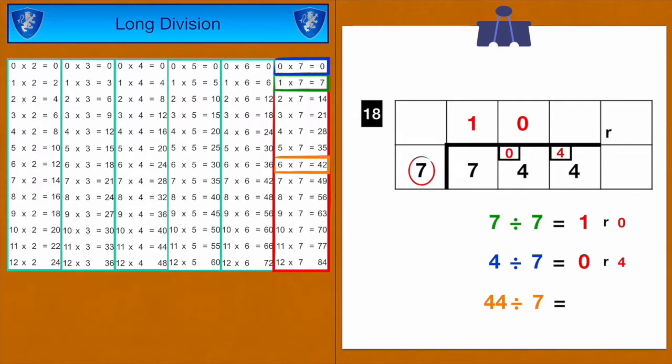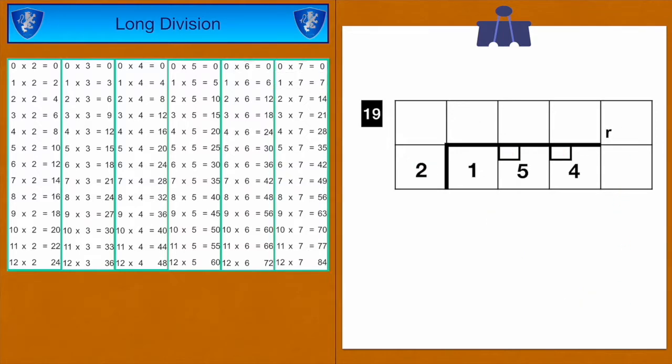So 44 divided by 7 gives me 6, because 6 times 7 is 42, and you can count on your fingers, or if you know what it is, it will be a remainder of 2, because 6 times 7 is 42, then 43, 44, gives you a remainder of 2. Question number 19. 2 times table. This is easy.